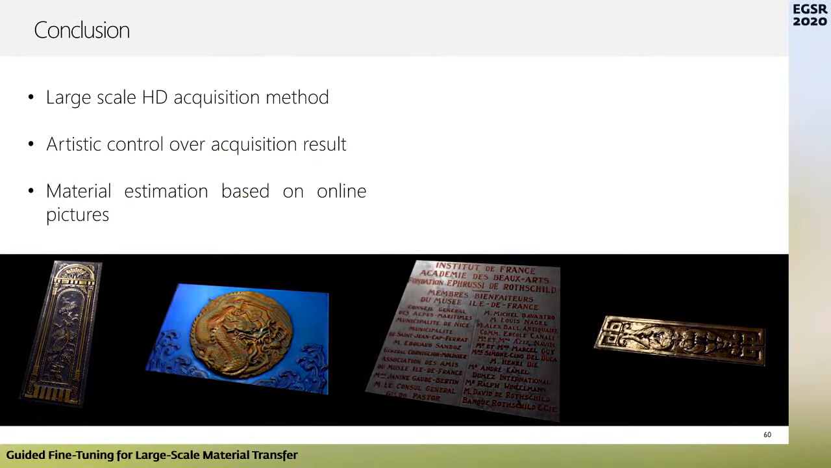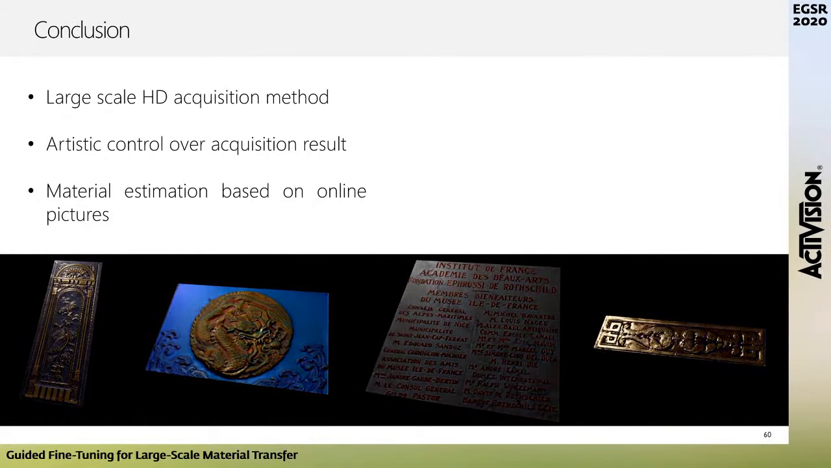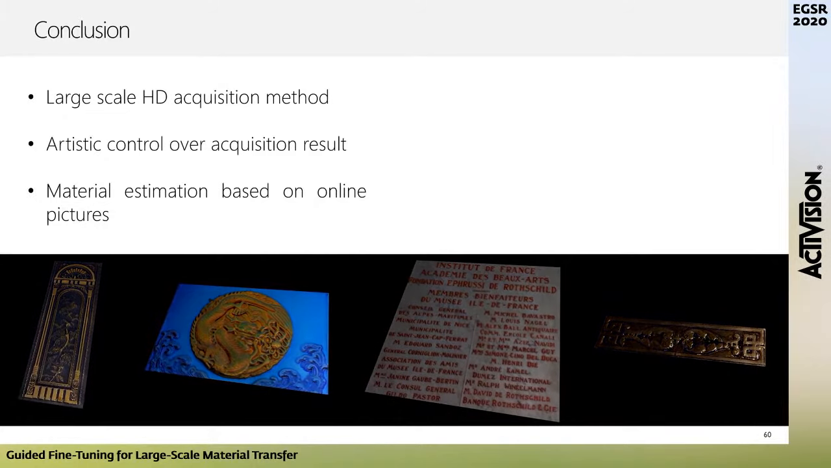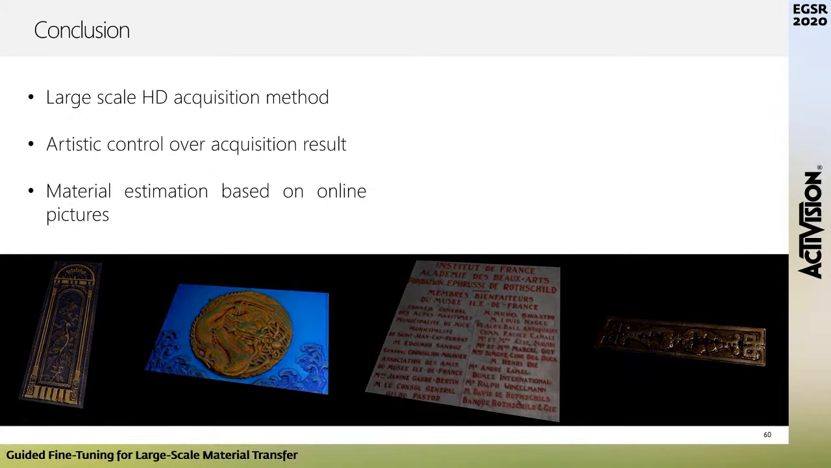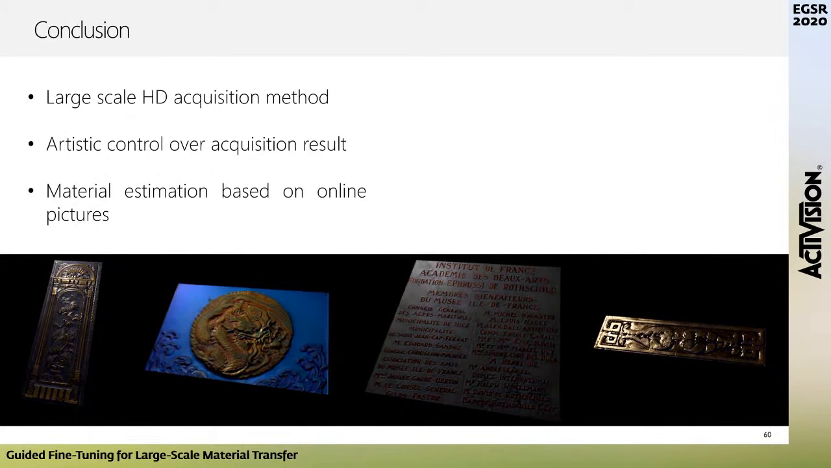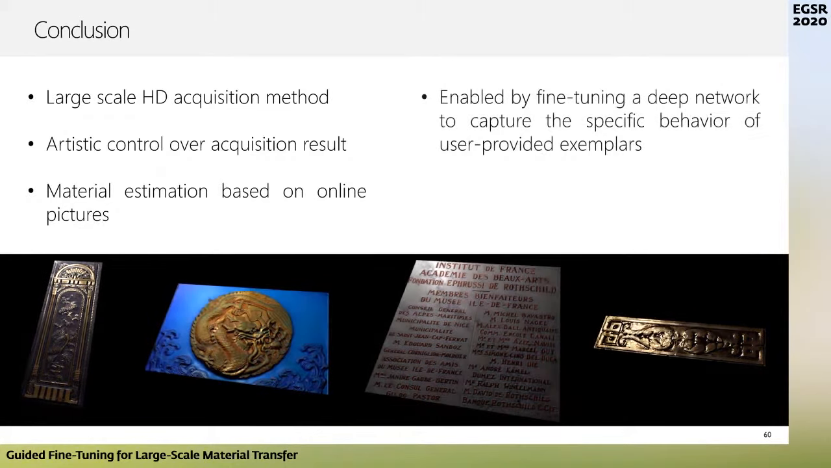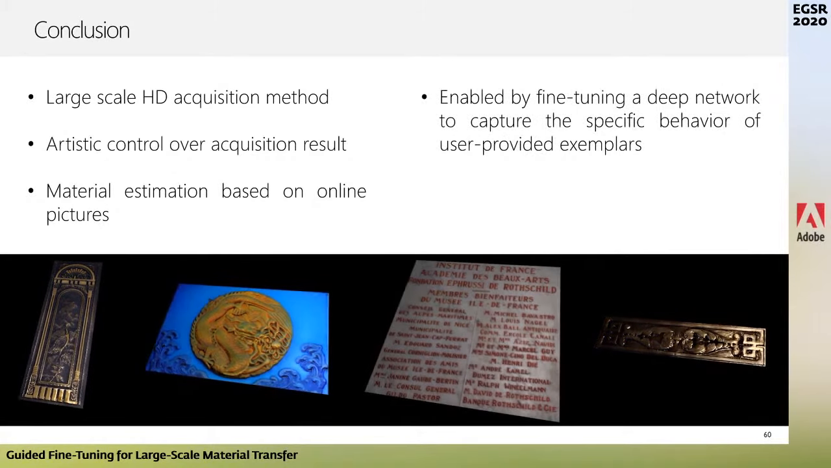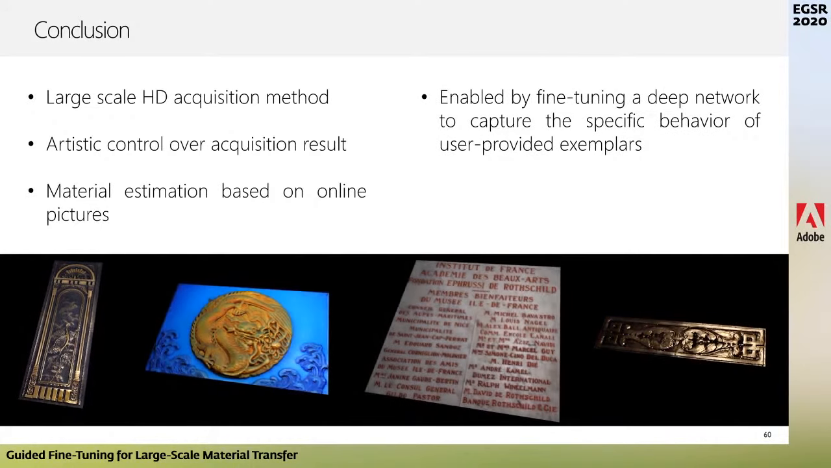To conclude, we developed a method that is able to reconstruct HD, large-scale, spatially varying material parameters. We introduce the possibility of high-level control over the results, and facilitate the transformation of online textures to physically based materials. Most importantly, we enable all these applications by simply fine-tuning a deep network to infuse it with information from a user-provided exemplar.